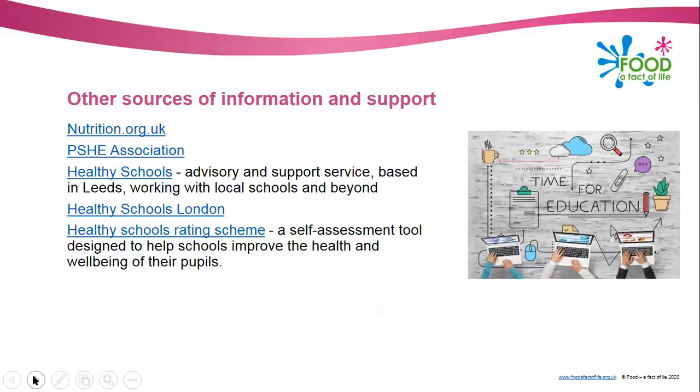So we also thought it would be a good idea to highlight some of the other sources of information and support that might be helpful with this. We've got nutrition.org.uk, that's the main BNF website. The PSHE Association, Healthy Schools. Now, this is the advisory and support service, which is based in Leeds, but actually works with local schools and others beyond. There's Healthy Schools London, and there's also the Healthy Schools rating scheme, if anybody's come across that yet. That's a voluntary rating scheme, which is a self-assessment tool, which you might find helpful when putting together your curriculum plan.